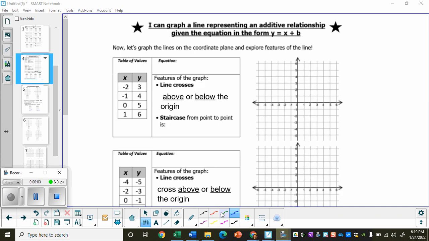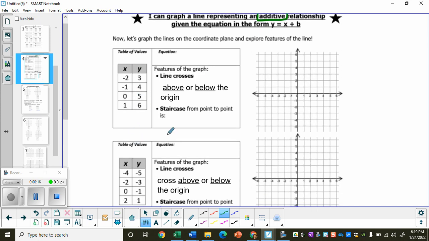All right, so in this video, we're going to continue to focus on our additive graphs, and we're going to focus today on how to graph these relationships without really needing the table of values. We're going to start here with the table of values just to explore some of the features of the graph, and eventually the goal is to be able to graph these additive relationships without needing the table. All right, so let's dive on in here.